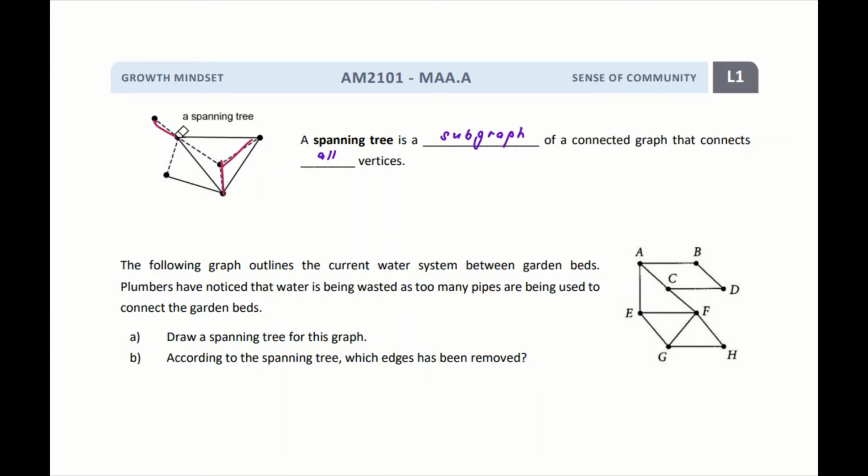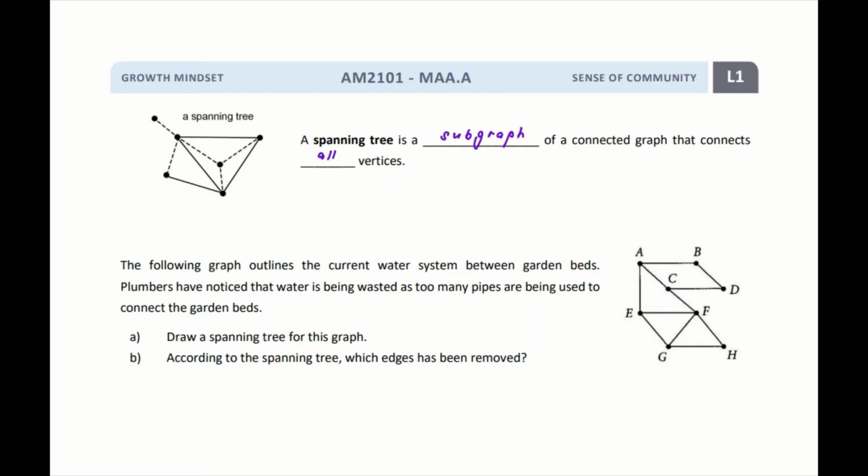All right, so now we'll be looking at one simple question here. The following graph outlines the current water system between the garden beds. A plumber has noticed that water is being wasted as too many pipes are being used to connect the different garden beds. So question one is to draw a spanning tree for this graph.